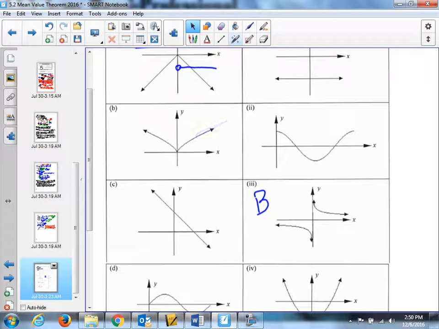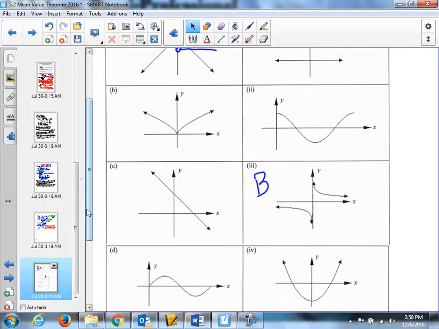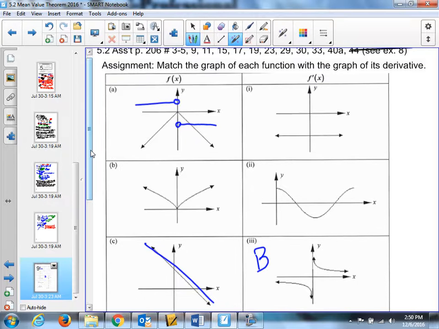As soon as you see a linear function, does the slope ever change on a linear function? It's a constant. And in this case on C, positive or negative value? Negative. So you're looking for a line that's below the x-axis, and that's I. So C is a good match with I.